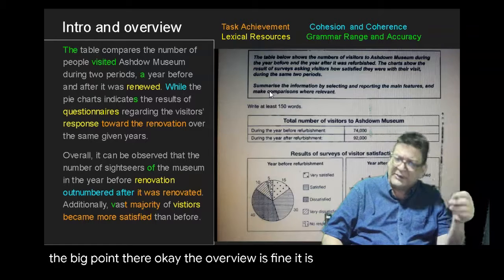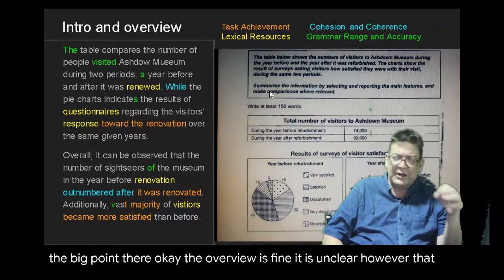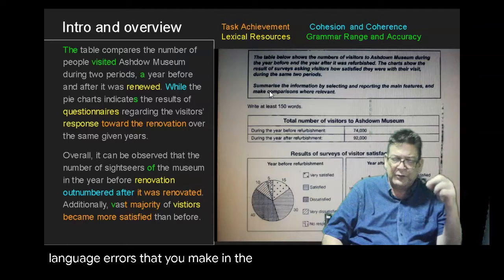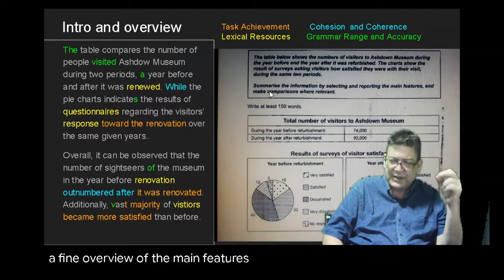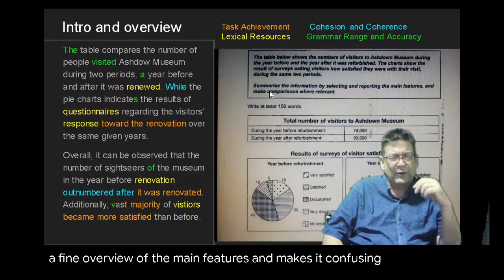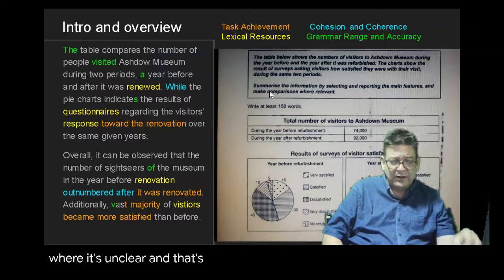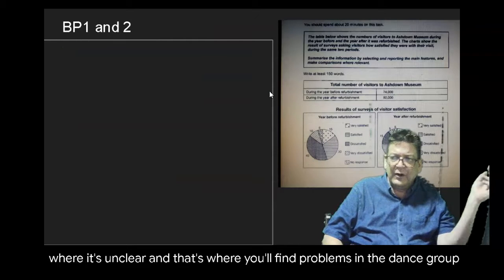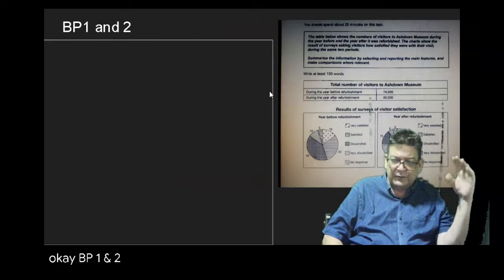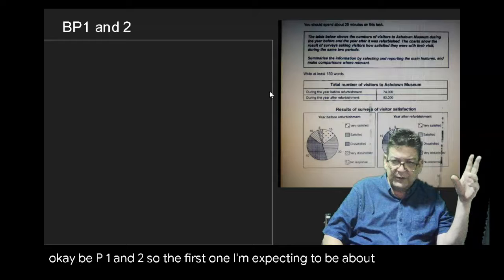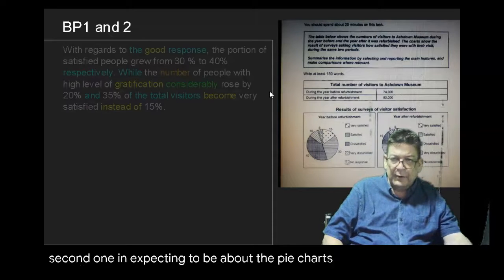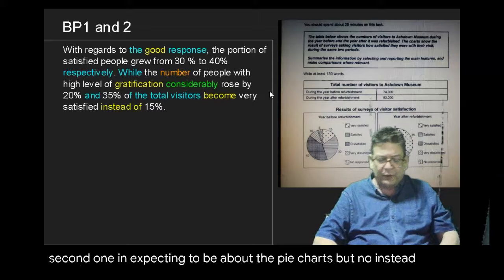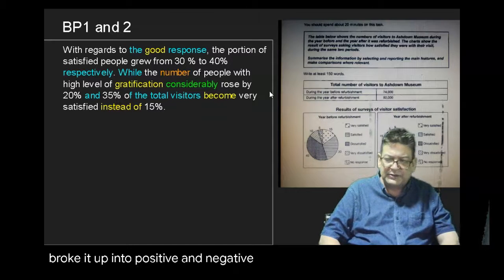It is unclear, however. The language errors that you make in the overview turn what would have been a fine overview of the main features into something confusing to the point where it's unclear. And that's where you'll find problems in the manuscript. Okay, BP 1 and 2. So the first one I'm expecting to be about the table, and the second one I'm expecting to be about the pie charts. But no! Instead, you broke it up into positive and negative responses.